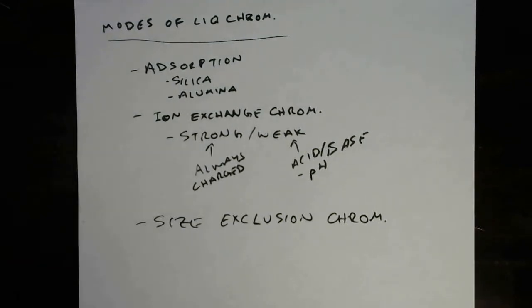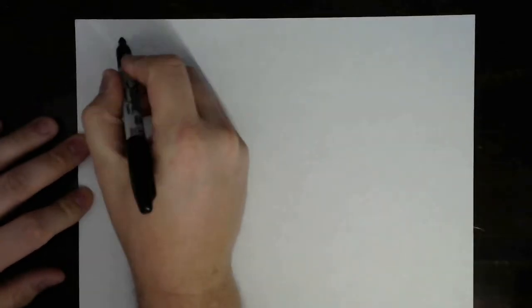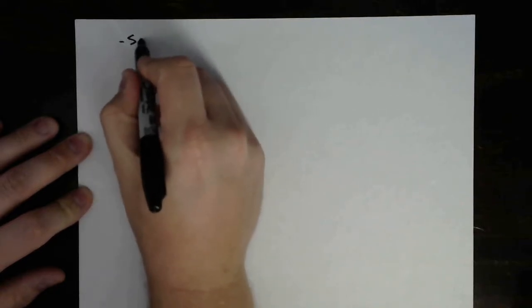Okay, so what does this look like? Size exclusion chromatography is, as the name suggests, a size-based separation. We are going to abbreviate it SEC, just like the Southeast Conference, I guess, if you're into that kind of thing. I'm a Florida State guy, so I'm into the ACC, but whatever. Size exclusion chromatography is a size-based separation.